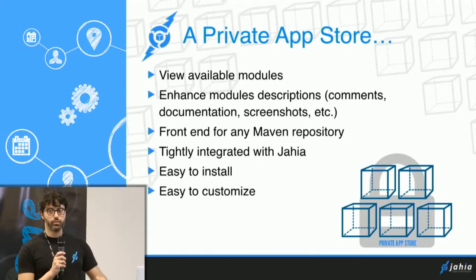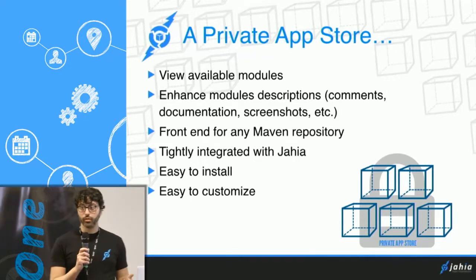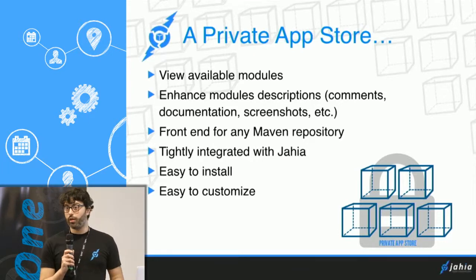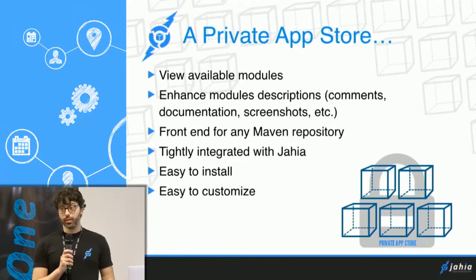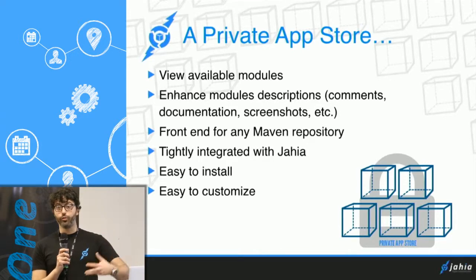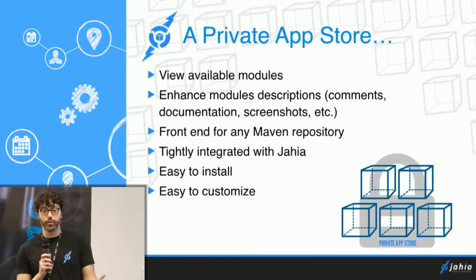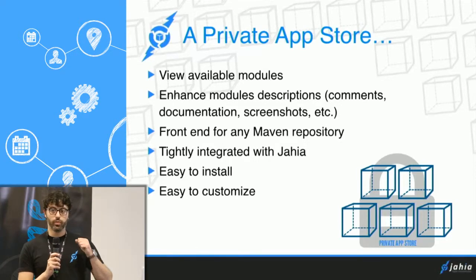So again, it's a front end for any Maven repository. What it does is it lists all available modules, and it acts as a layer on top of the Maven repository to add the extra nice-to-have information: comments, screenshots, rating, documentation, very much like a mini GitHub, but for binaries, really. So in the end, it's tightly integrated with Jahia. It's easy to install because it's a module. And it's easy to customize because it's a module. So you can open the App Store templates in the studio. You can fork our App Store and create new features on your own private App Store that only makes sense for your specific project. Again, that's very open, so you can do whatever you want with this.